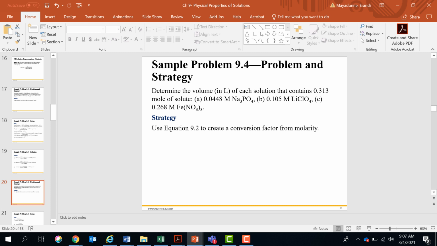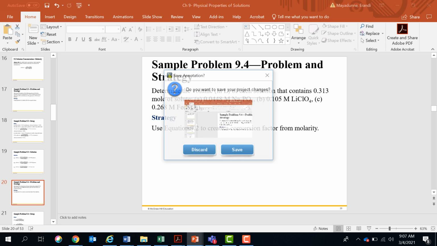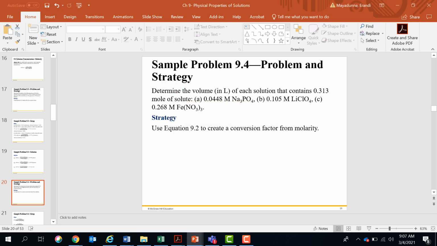In this next one, you determine the volume of the solution that contains 0.313 moles of solute. So the molarity is given. You know molarity M equals number of moles divided by volume. Here you have to find the volume. The number of moles is given.